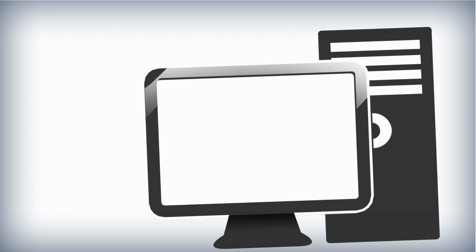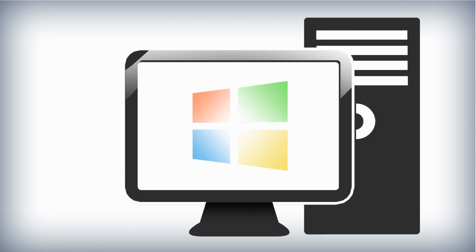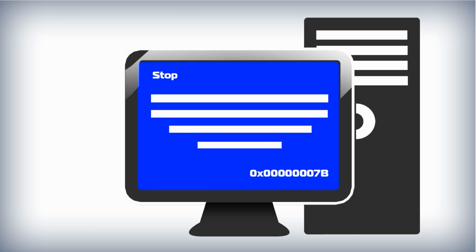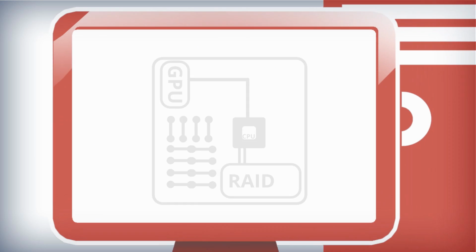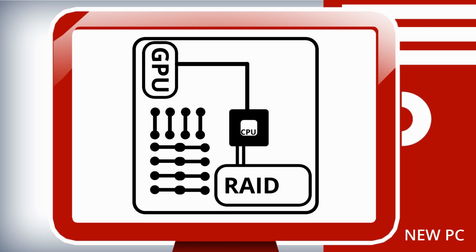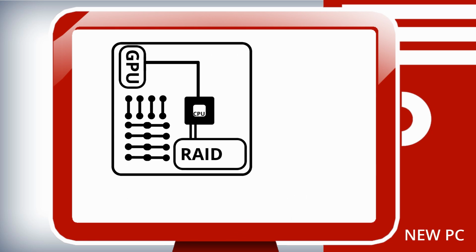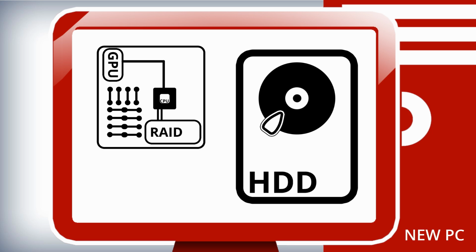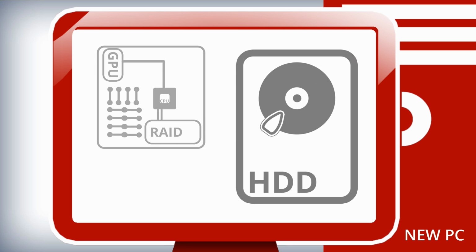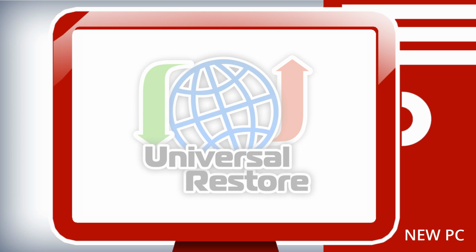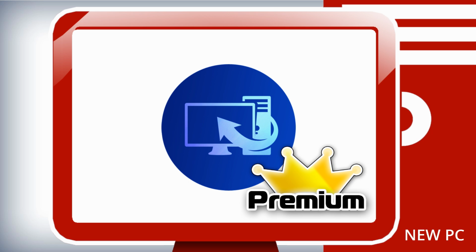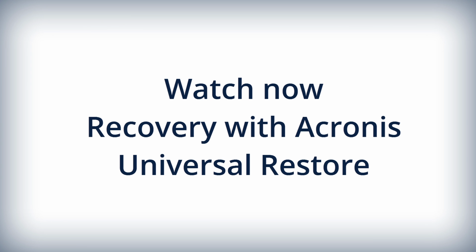First, we will review the situation when you need to restore your whole system. If, for example, your PC is not bootable, here we will explain how to recover a system to the same hard disk. When recovering your system disk to a new computer where the processor, motherboard, or mass storage device is a different make and model than the system backed up originally, use Acronis Universal Restore, which is available in the premium version of Acronis True Image 2014. For more information, please see our video Recovery with Acronis Universal Restore.